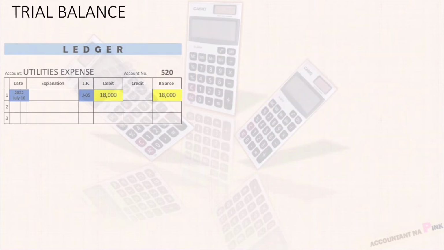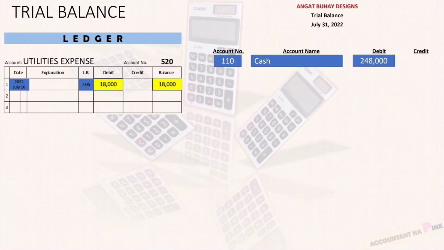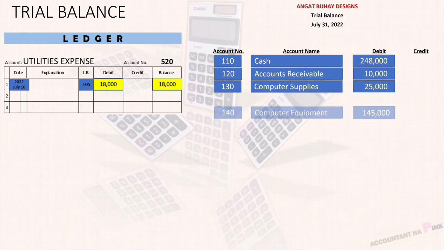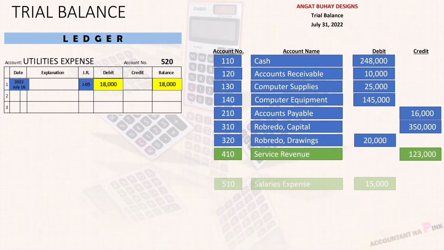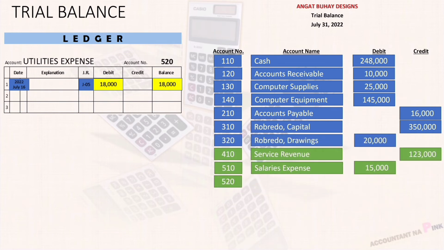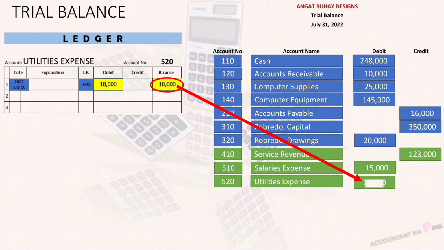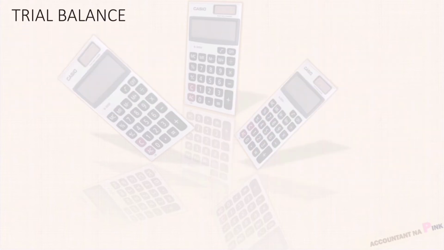Okay. So next ledger is utilities expense. This is the payment for the Meralco and internet bills on July 16. So as you can see, the journal reference J-05, page 5 of the journal, it's 18,000 pesos. So no adjustment, so you just copy the 18,000 pesos from the ledger to the trial balance. Under what column? Under the debit column. Why debit? Because the normal balance of expense is debit.